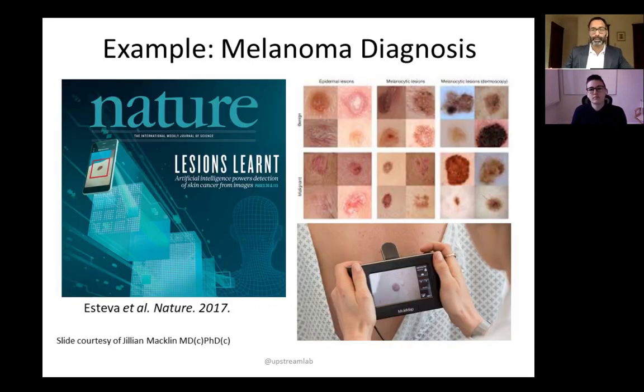One clinical example of this, which some may have heard of, is using a phone to capture an image of a skin lesion and make a diagnosis of whether or not a lesion is a melanoma or not. And in a study that's been widely circulated in Nature, this program actually performed as well as dermatologists at helping differentiate.